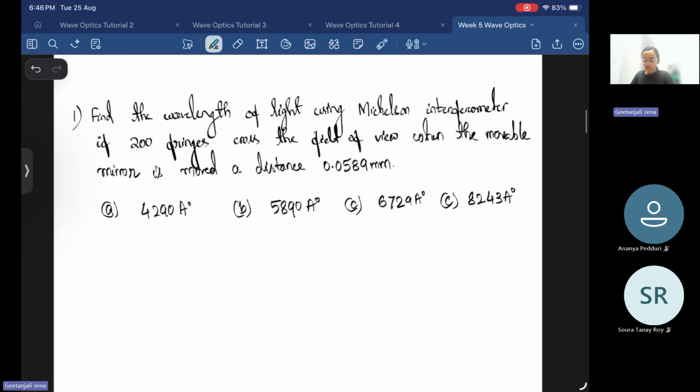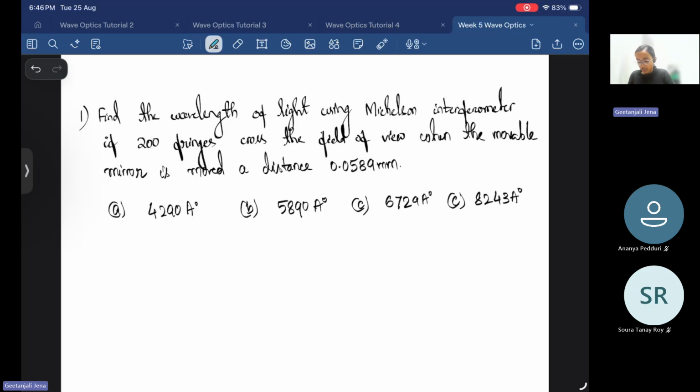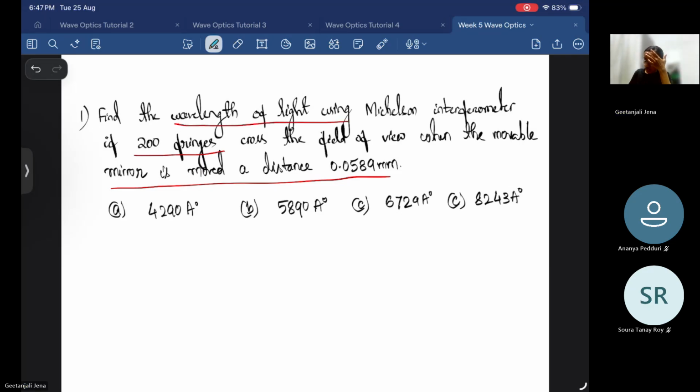So this is the first question. Find the wavelength of light using a Michelson interferometer if 200 fringes cross the field of view when the movable mirror is moved by a distance of 0.0589 millimeter. So you are given the number of fringes that cross the field of view, and the movable mirror is moved by a distance of 0.0589. Given this information, what is the wavelength of light that you are using in the Michelson interferometer?